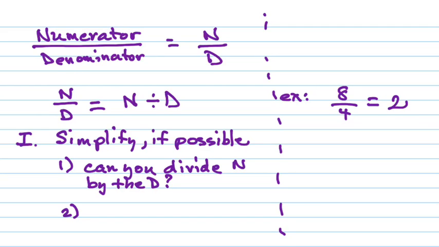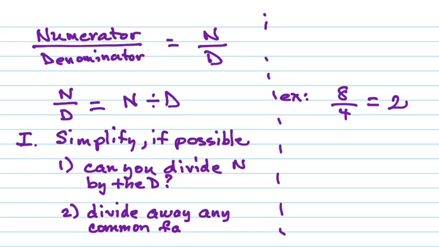Now, if you can't divide it, you might be able to simplify it. You might be able to divide away any common factors. Exactly. Divide away any common factors, numerator to denominator. So anything that's common to both the numerator and denominator. Remember factors, we discussed that last time we were here. Factors just mean things that are multiplied together to give you a, what's the answer? Product. There you are. Okay?